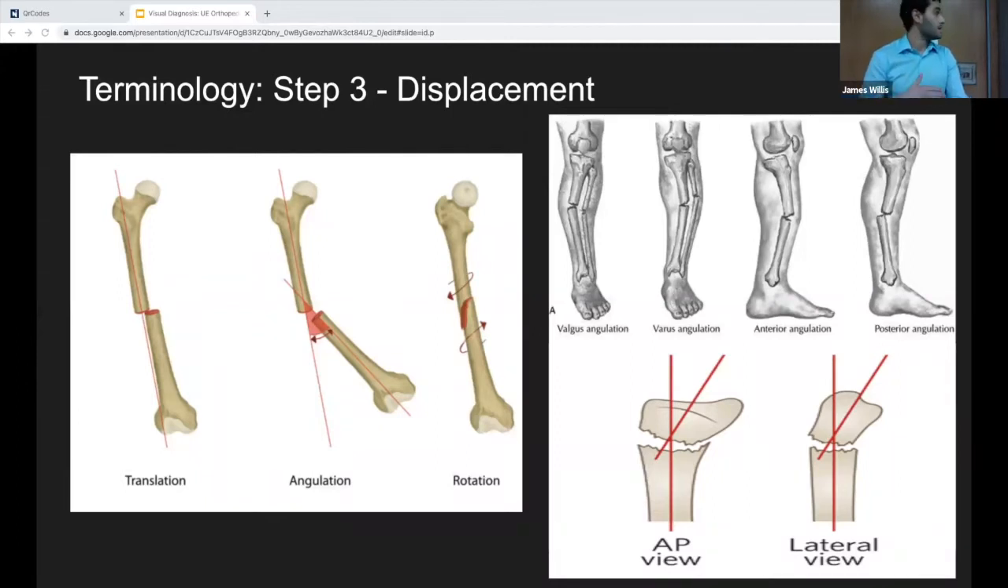And then second is angulation, meaning how much of an angle has that distal portion of the bone gone off when compared to the proximal aspect. In the upper extremity, you can talk about it as, has it gone towards the radius, the ulna, or has it gone dorsally or ventrally? And then in the lower extremity, like the picture shows, it can be either a valgus or varus angulation or an anterior or posterior angulation. And lastly is rotation. Has it rotated internally or externally?